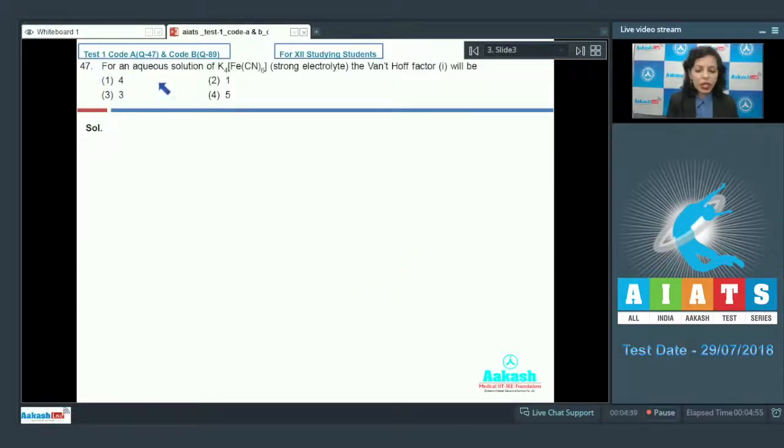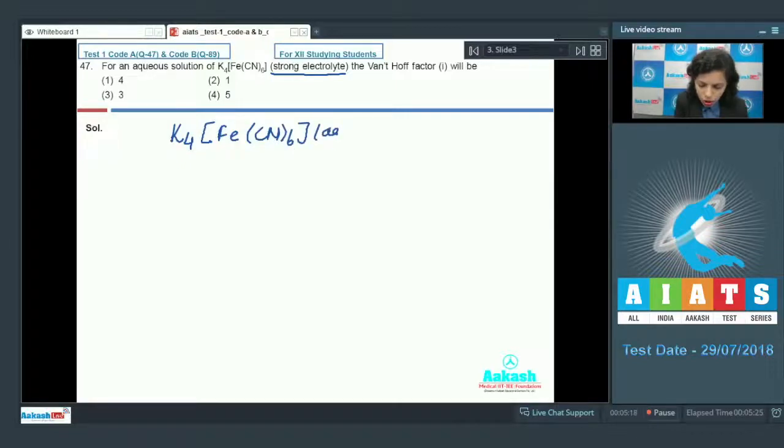So here we have question number 47. For an aqueous solution of K4[Fe(CN)6], a strong electrolyte, the Van 't Hoff factor i will be. Simply, in this question we have K4[Fe(CN)6], which is a strong electrolyte. This is the fact that's given here, and we just have to calculate the Van 't Hoff factor. For this we just have to see how this complex or coordination compound gets dissociated.